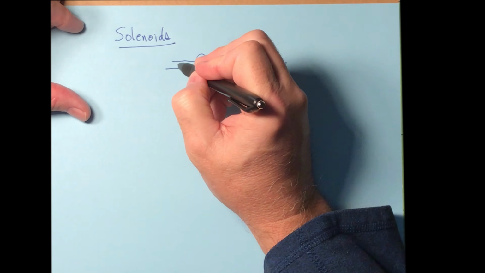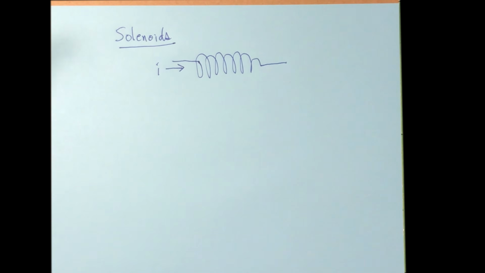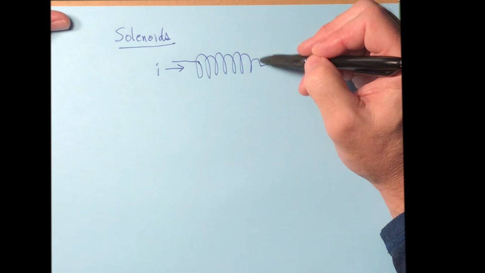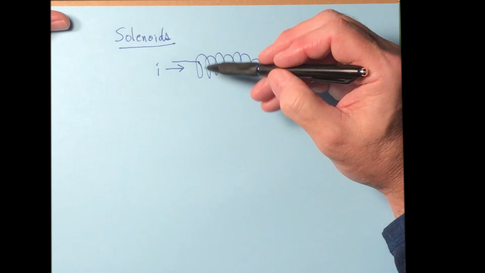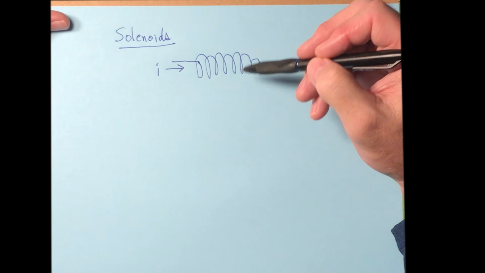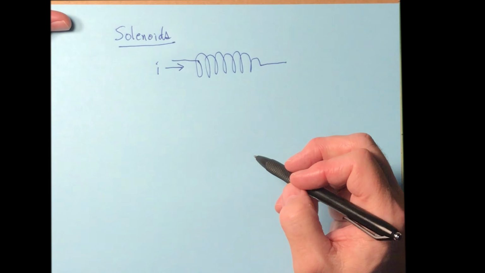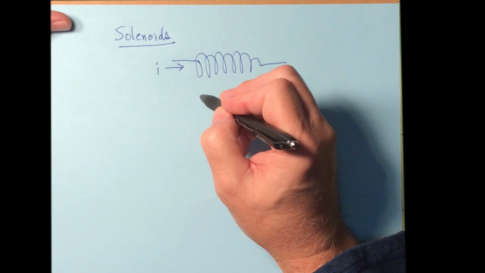It's a slinky carrying a current like that. It's usually very tightly bound. It's not loose like this, but it could be. It's still a current carrying loop of wire. But if you take that and you cut it in half, let's say, then this is what it looks like.